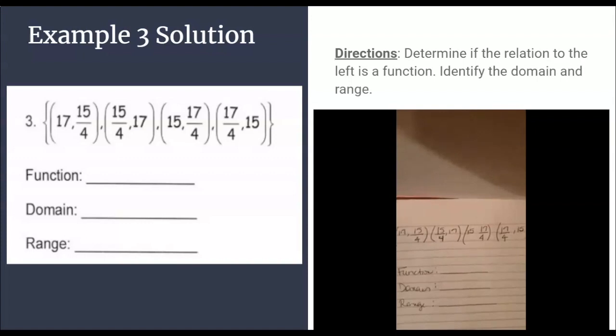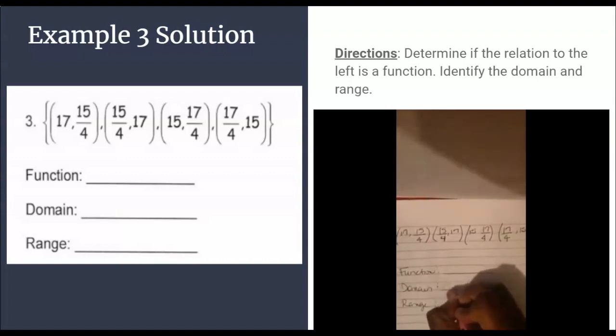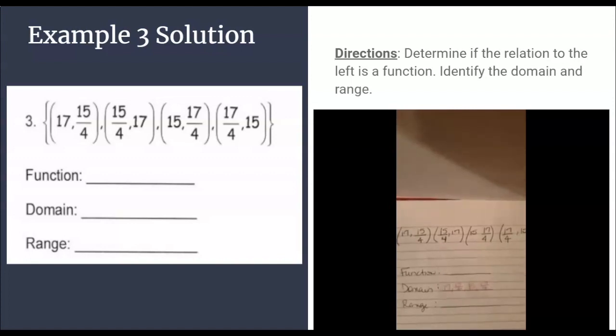So the first thing I want you to do is identify your domain, which are all of your x-coordinates. We have 17, 15/4, 15, and 17/4. We're going to do the same thing with our range. 15/4, 17, 17/4, and 15. And to answer the final question, is this a function?